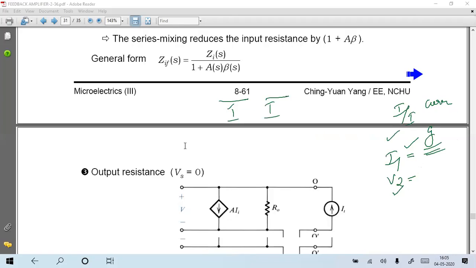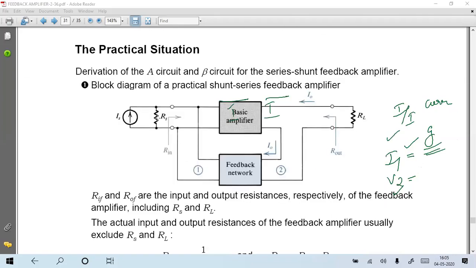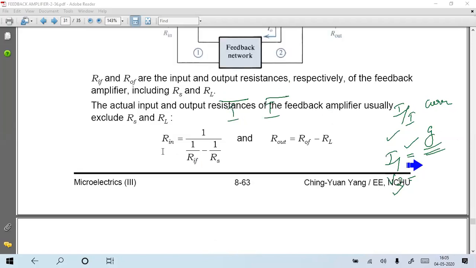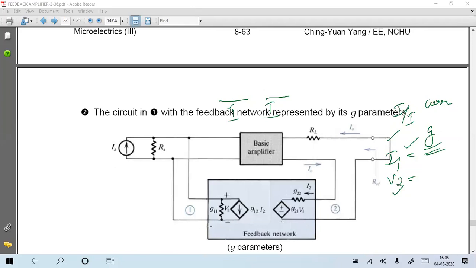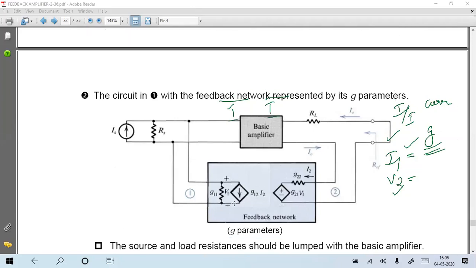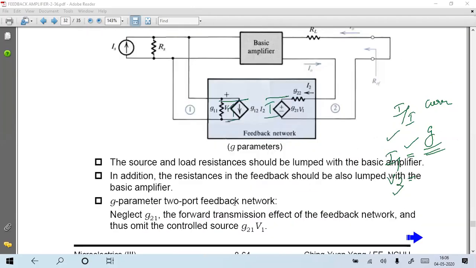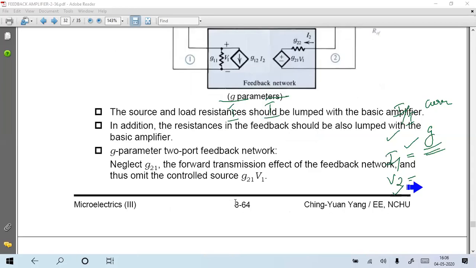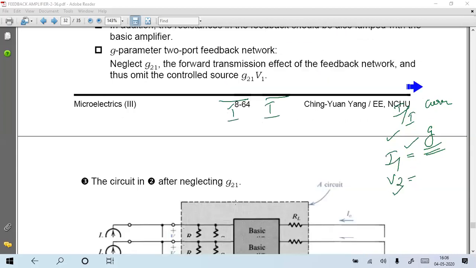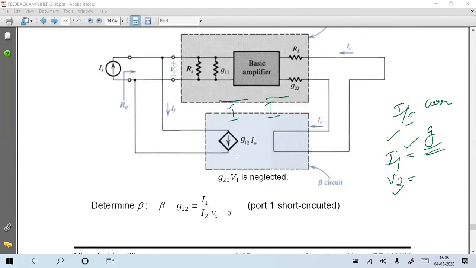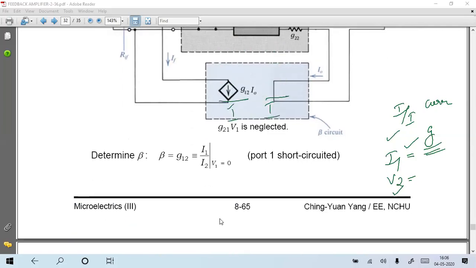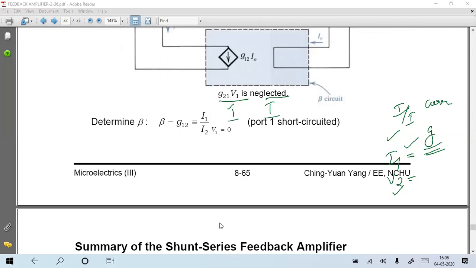In the practical case, you see RS is shunt, RL here, same for RN and RF. That G parameter network you have to choose. So work it out and go through that. The PPT is already given. Based on the concepts we have discussed so far, you analyze and bring out the concept G12. G12 will be your beta, which is nothing but I1 by I2 when you consider V1 as 0. Are you clear?